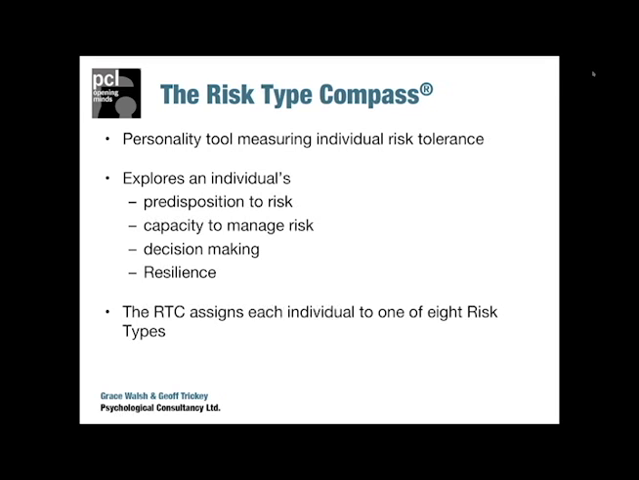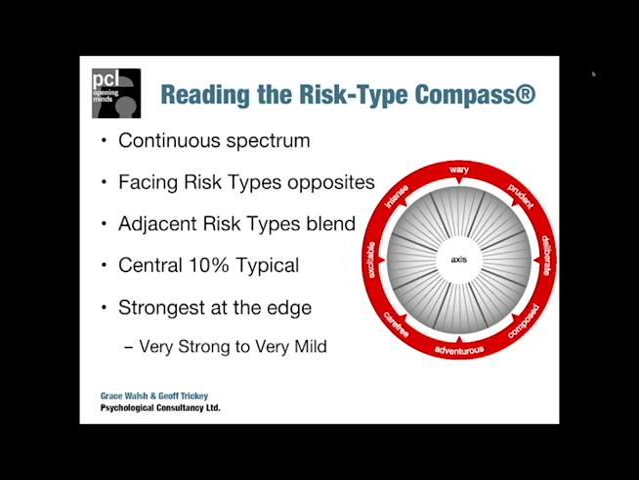This is then reading the risk type compass, as you know. We've gone over this once earlier in the presentation, but continuous spectrum is an important point to make. It's not really 8 distinct types. Those positions on the compass are like the numbers on a clock face. They tell you roughly where you are, but as time is continuous, so is risk type, and you can be anywhere in that continuous spectrum. Adjacent types blend one into the other, and if you're near the edge, then you will have some of those characteristics. And facing types are literally opposite in terms of their characteristics. And of course then the 8 risk types.